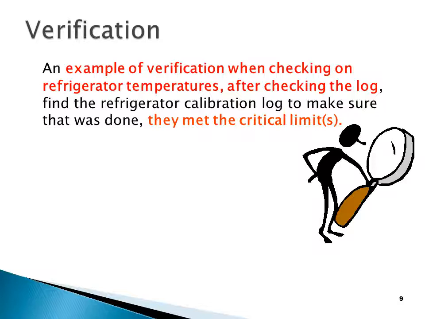An example of verification would be when checking on refrigerator temperatures. After you check the log, find the refrigeration calibration log to make sure that was done. Therefore, they met the critical limits. So you're checking on the refrigerator temperatures, right? You're looking at the log to see if, in fact, they recorded the temperatures, however often they're supposed to do that. And then you would say, well, how do we know that that's the correct temperature on the outside of the refrigerator? Well, you would say, have you had this calibrated? Where does it indicate that you've had this calibrated? So then we can trust the temperature.